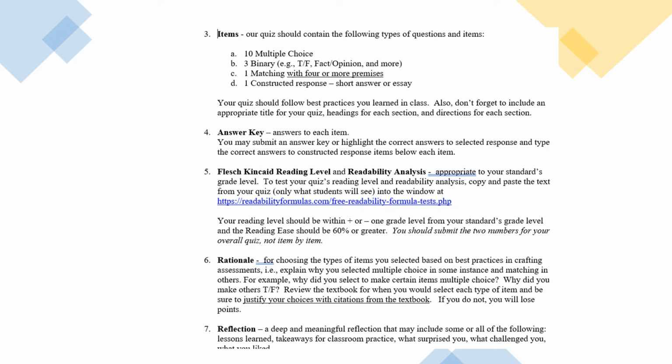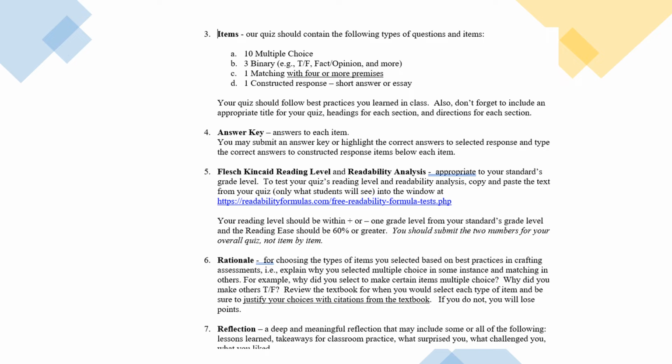You're going to run a Flesch-Kincaid reading level and readability analysis, so that will give you 2 numbers. The grade level, so for example 3.1, which would be the first month of 3rd grade. And the readability analysis, as you learned in class, is how easy it is to read. You want to hit a score of 60% or higher. Your reading level should be plus or minus 1 grade level. So if you're targeting a 3rd grade standard, you shouldn't come in above a 4th grade reading level. You shouldn't come in below a 2nd grade reading level.